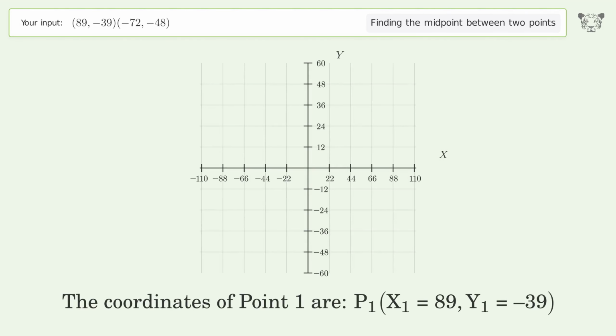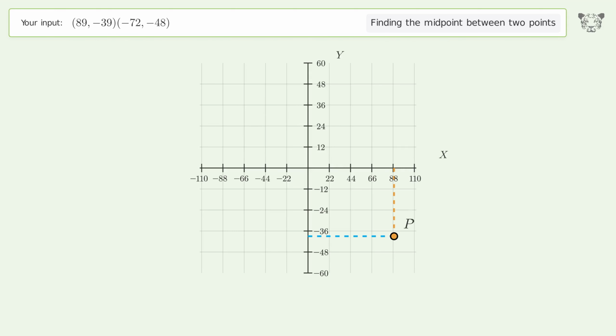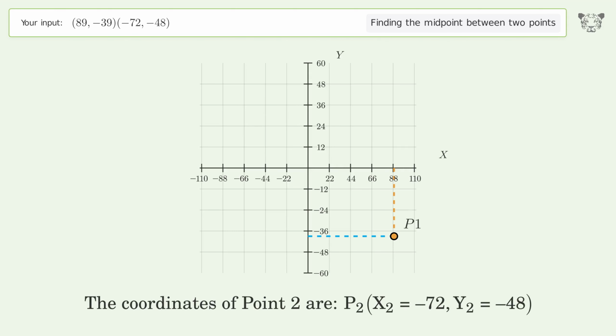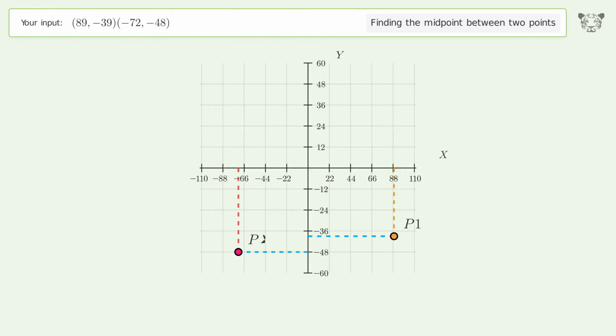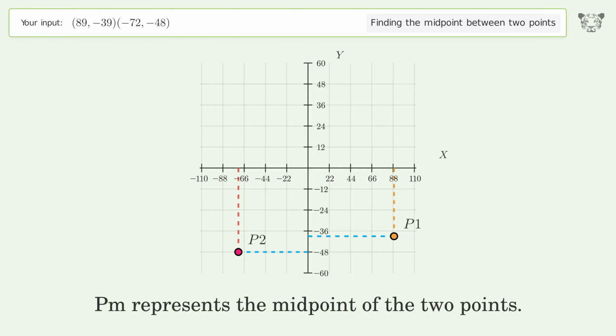The coordinates of point 1 are x1 equals 89, y1 equals negative 39. The coordinates of point 2 are x2 equals negative 72, y2 equals negative 48. PM represents the midpoint of the 2 points.